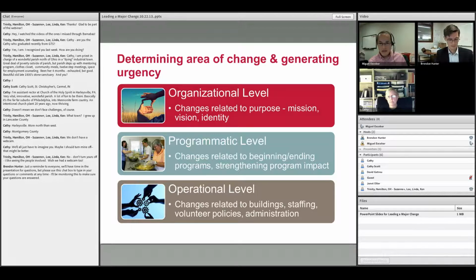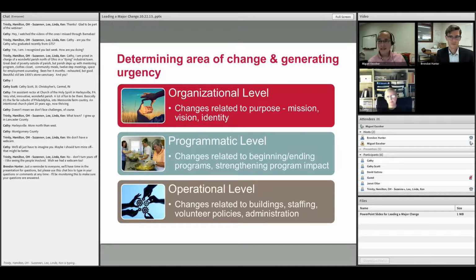I would ask you to think to yourself, if you're going to be leading a major change, or if you are leading a major change at this moment, in which area generally does this fall? Is this a question of finding a sense of purpose, of knowing where you're going to be in 20 years? Is this about ending a program that maybe isn't serving the purpose that it was originally intended for? Let's practice identifying, just for fun, where certain kinds of changes would fall.